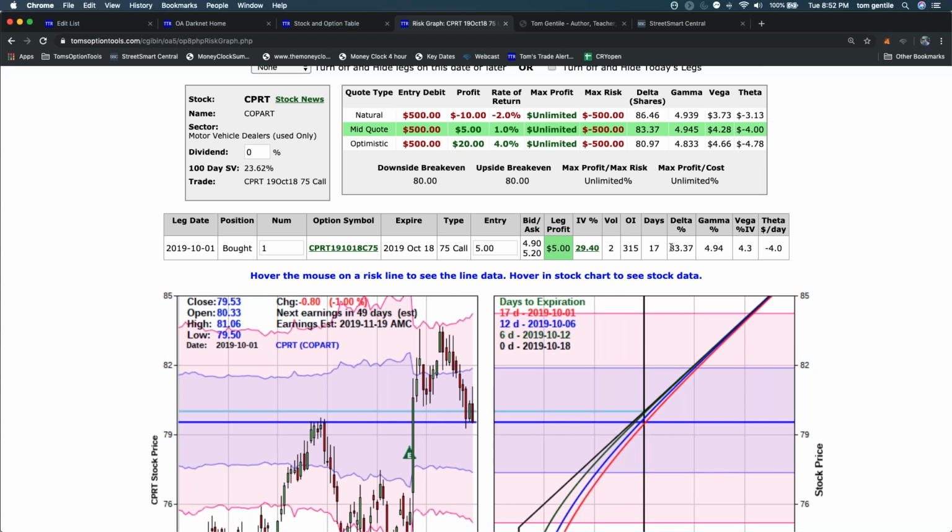Look at your delta, 83.37. That means that you've got a stock that if it moves in the direction you want it to, the option is going to move 83 cents for every dollar that the stock goes up. The option should go up by 83 cents, and that actually gets better when you go in the money.